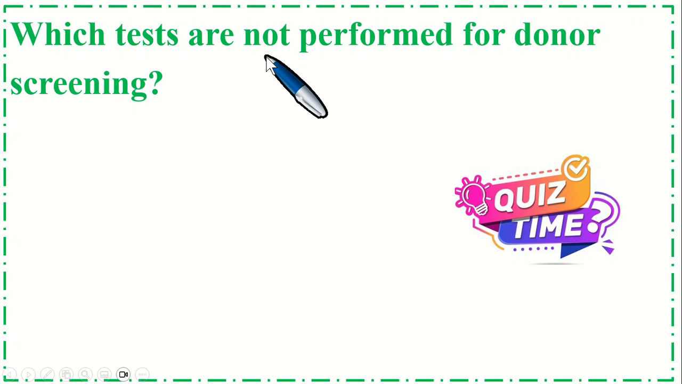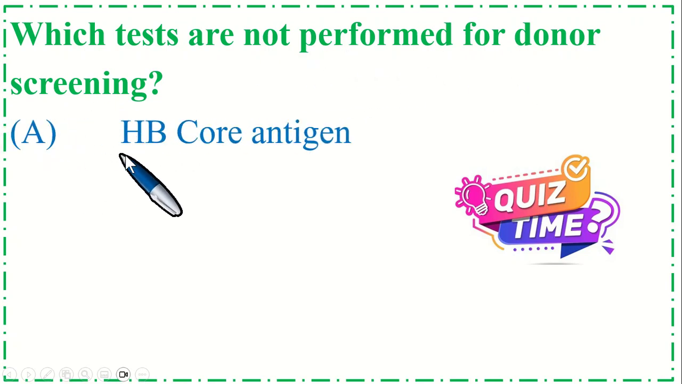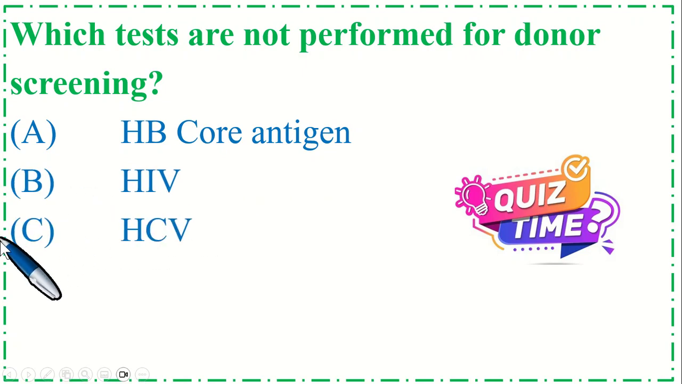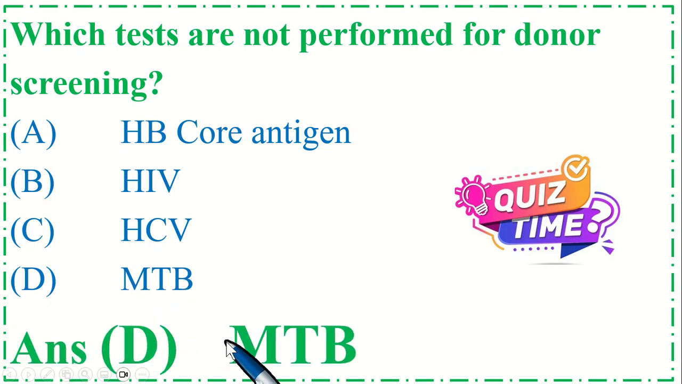Which tests are not performed for donor screening? Option A HB core antigen, B HIV, option C HCV, and option D MTB. So the correct option is D MTB, Mycobacterium tuberculosis.